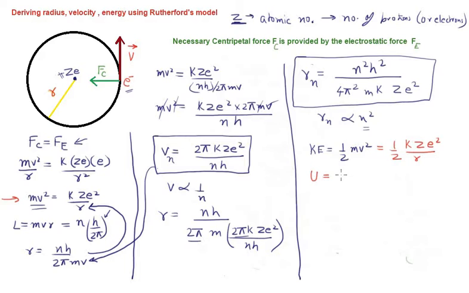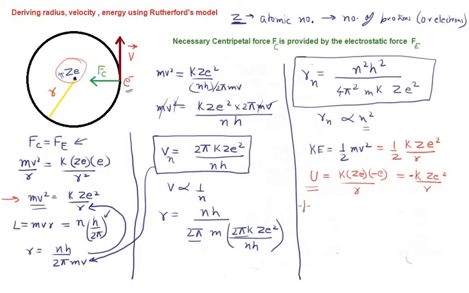U is given by kq1q2 by r. So let's plug in the values. The value of q1 is Ze, as you can see here, positive, and the electron has a negative charge, so minus e. Now please remember, I have not ignored the negative sign here. Why? Because we are calculating potential energy, and it could be positive as well as negative. It's not a magnitude, so it comes out to be equal to minus kZe² upon r.